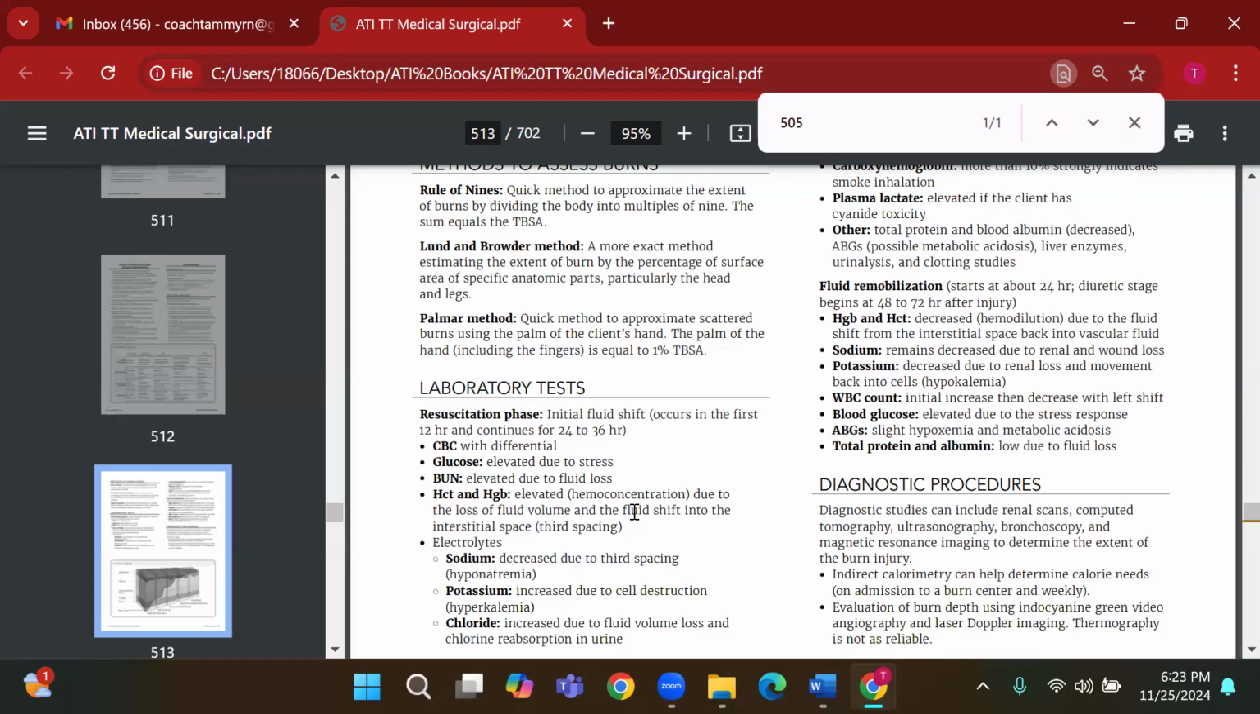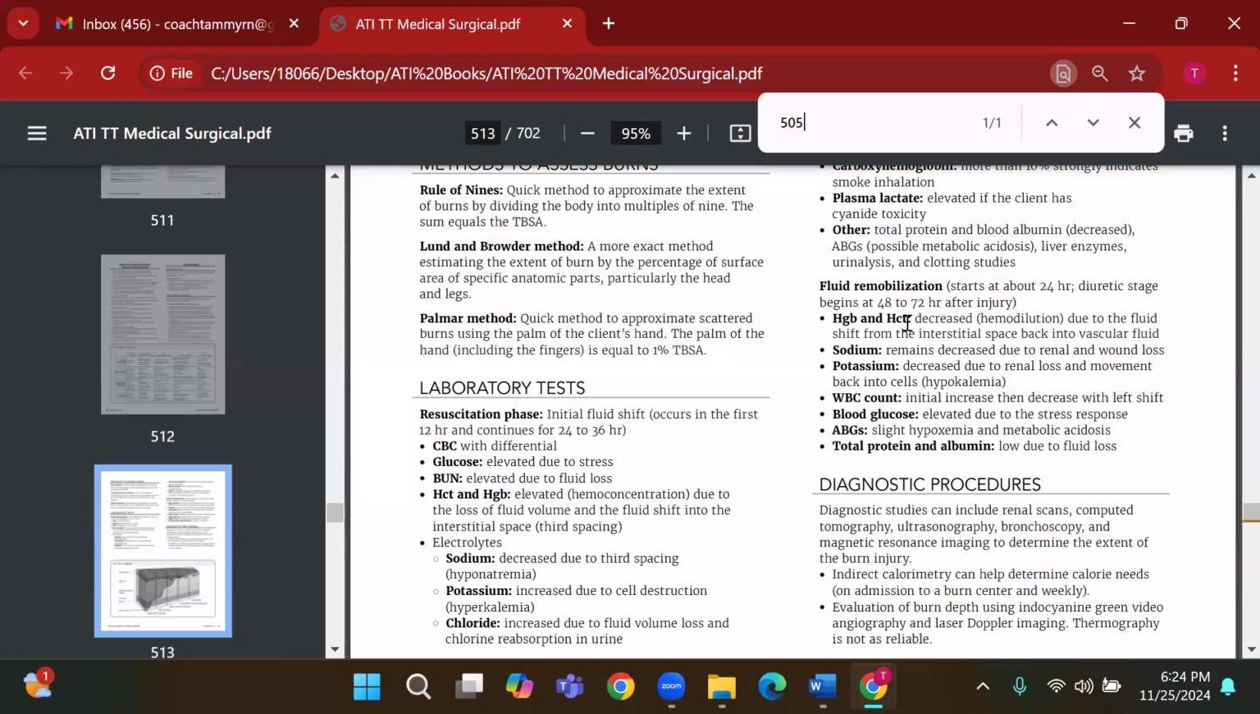Look what this says again. It repeats itself. Fluid remobilization starts at about 24 hours. The diuretic stage begins at 48 to 72 hours after the injury. So this patient is going to lose a lot of fluid due to this burn. And it actually repeats itself again here down below, like hemoglobin, hematocrit, and it tells you why you would see the things that you're going to see.